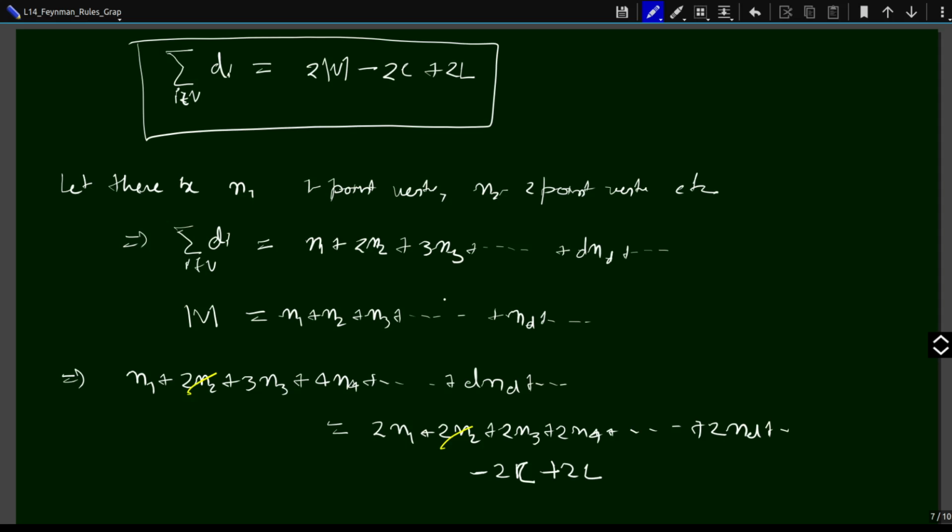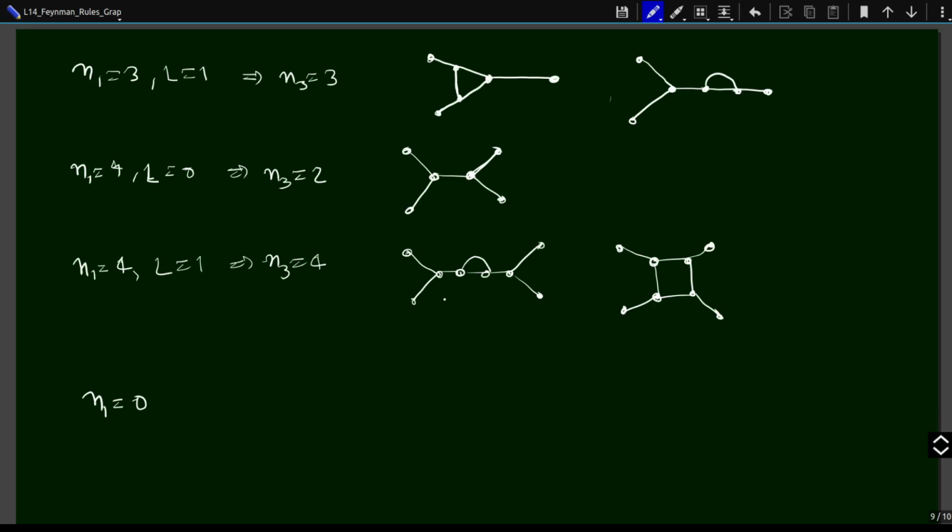So when I have N1 equal to 0, then I put L equal to 1, and that gives me N3 equal to 0. So what is this diagram? It is just a circle. Okay, this is just a circle.